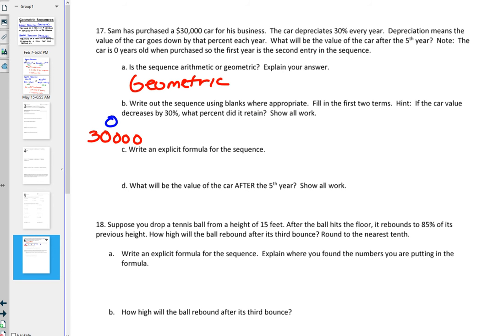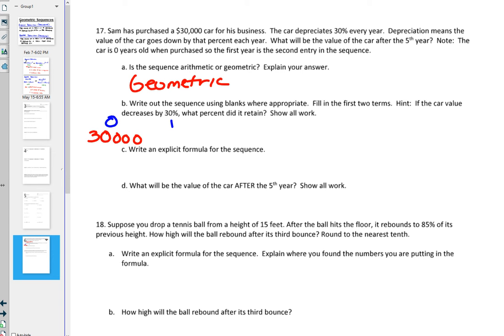All right. So the other hint they tell you, if it's decreasing, because we're not going to state how much value the car has lost, we want to know what value it has retained, how much the car is worth. So if it's losing 30% each year, how much value is it retaining each year? Yeah, so that's the common ratio. The common ratio there is 0.7. You'll see that when we write out the formula.